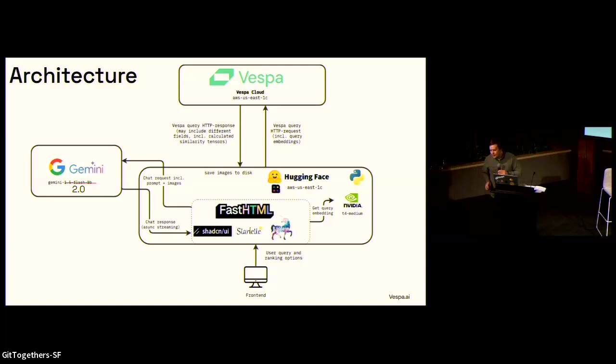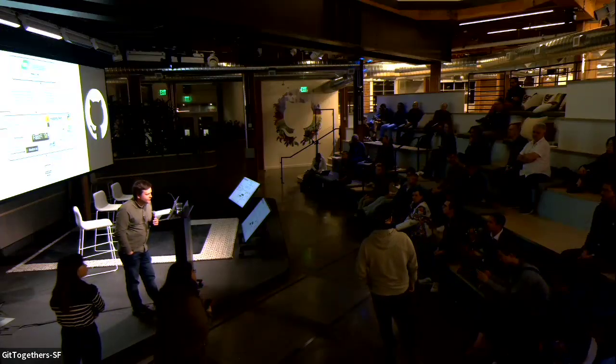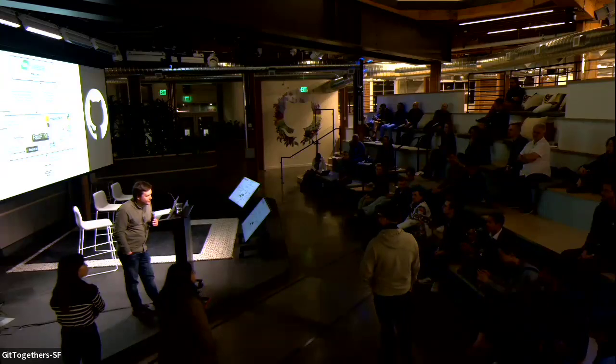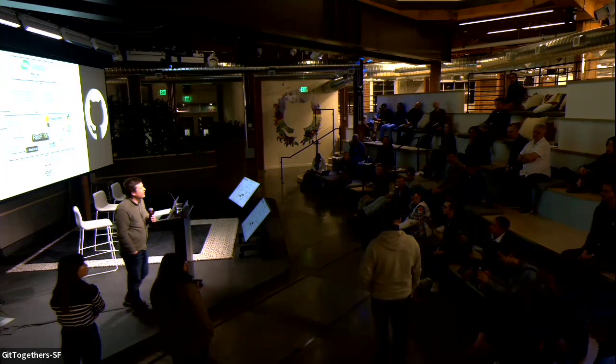How do you count the tokens? Because you are using images, right? And I know Gemini 2.0 Flash now allows 1 million tokens in the context window. But with images, how do you count those?